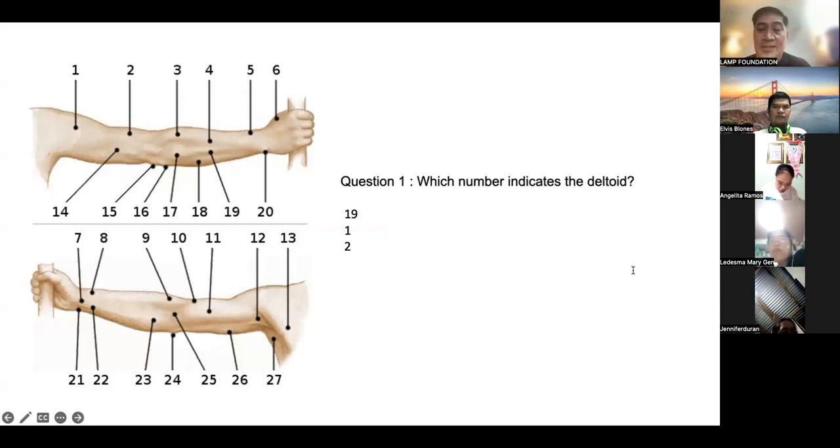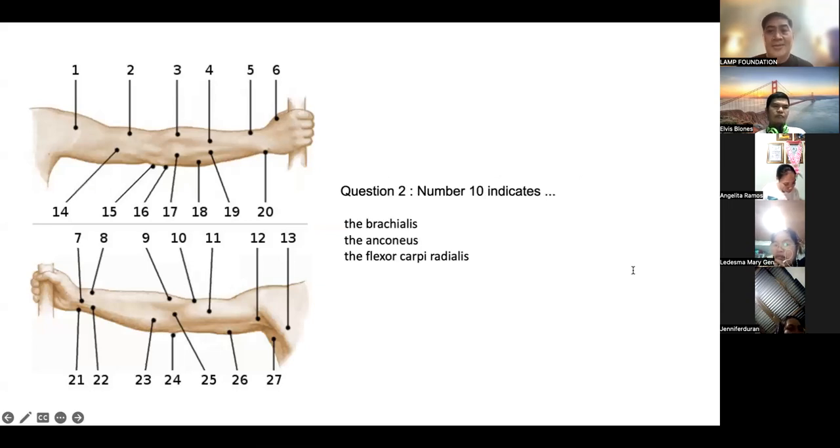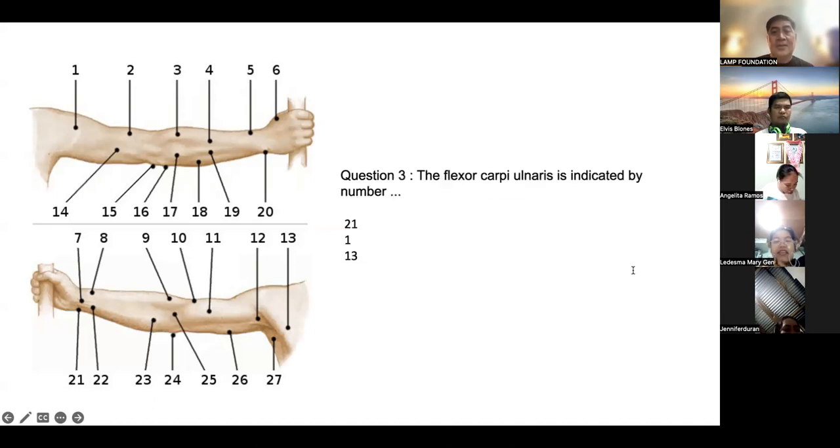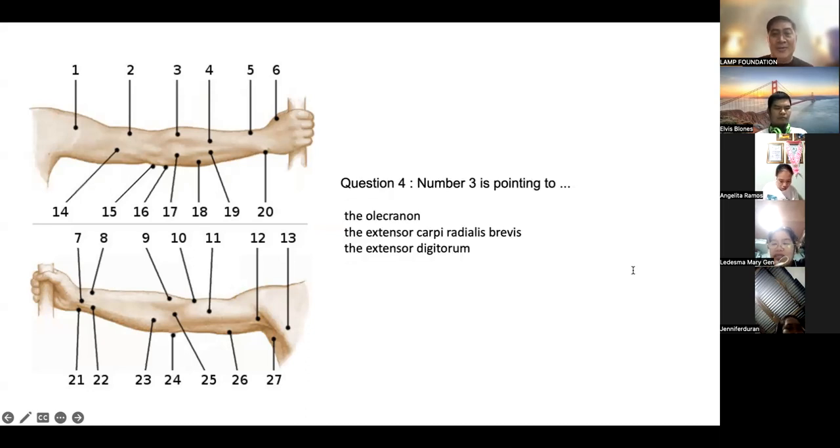Which number indicates the deltoid? I think number 1. Very good. Number 10 indicates? Brachialis. Am I right? Okay. Brachialis, yes. The flexor carpi ulnaris is indicated by number what? 21. Very good. Number 3 is pointing to? Extensor carpi radialis brevis. Correct.